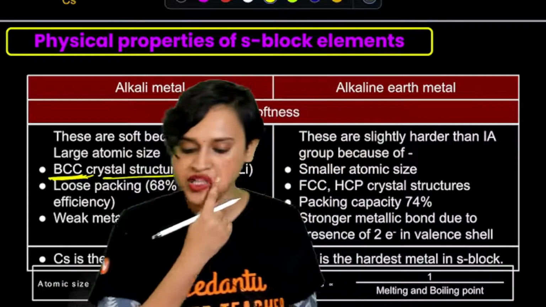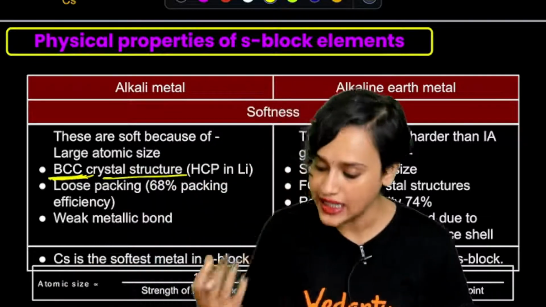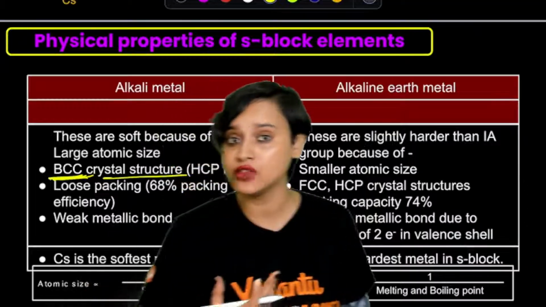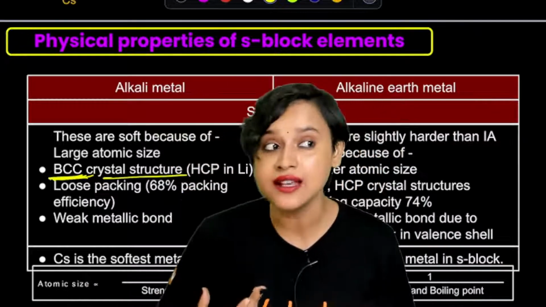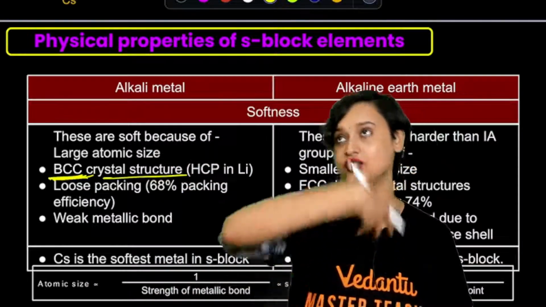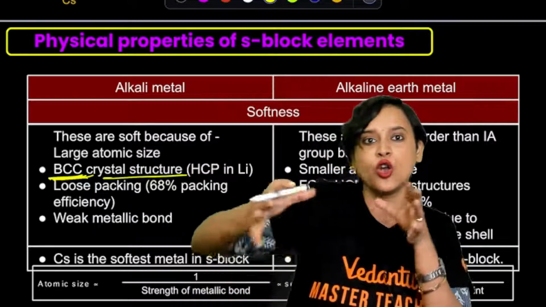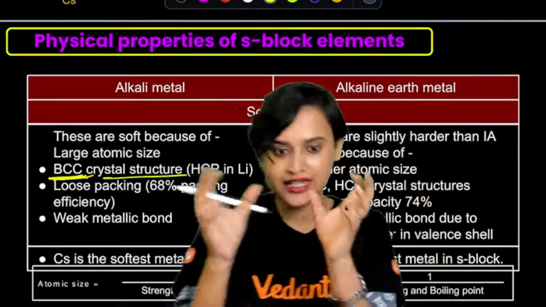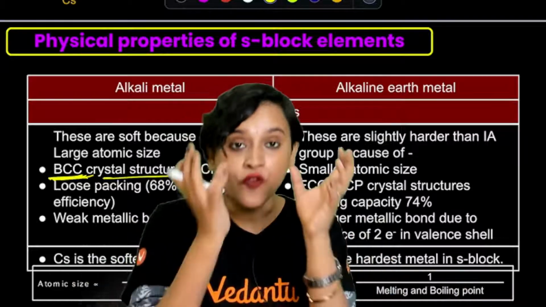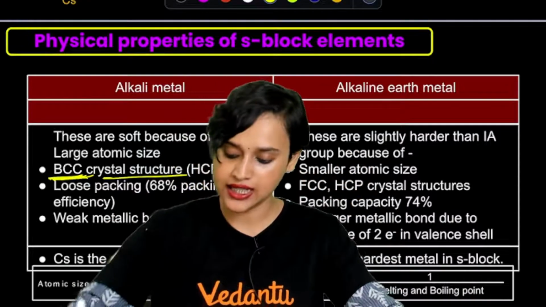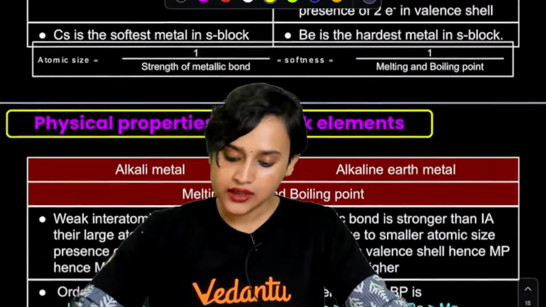Now, moving on from here. They have loose packing, 68% packing efficiency. Why do they have loose packing? That's because they are bigger in size. The more the size of the atom, the more void they will leave. The voids will also be bigger in nature, isn't it? Yes. Then what do we have?